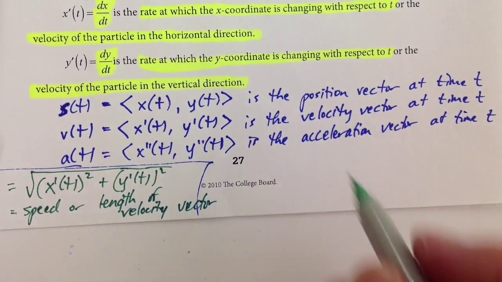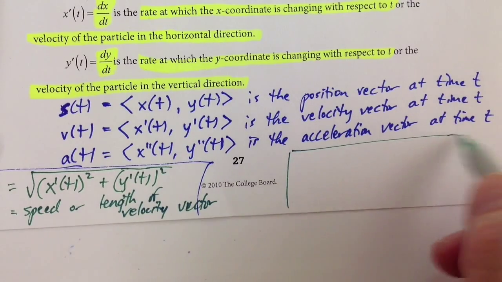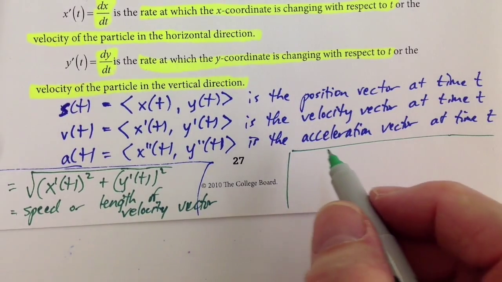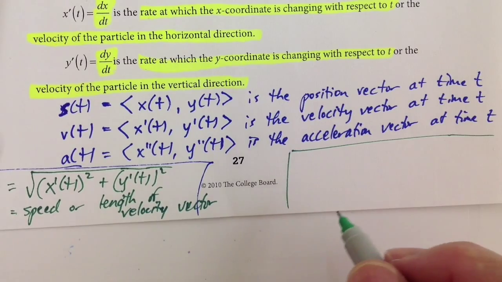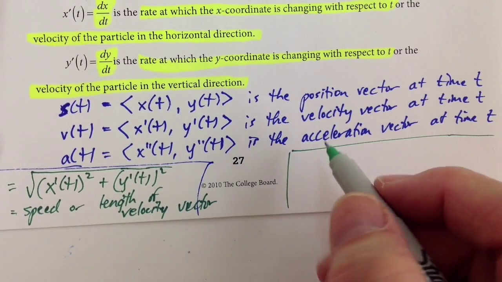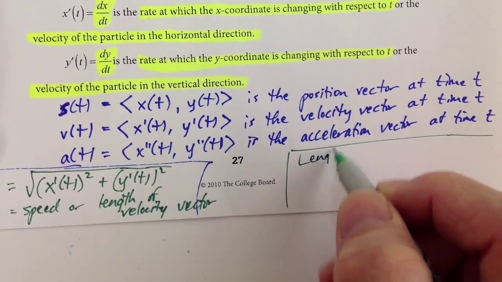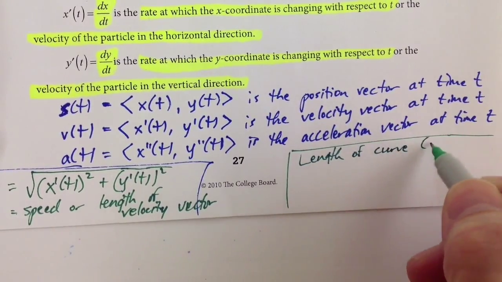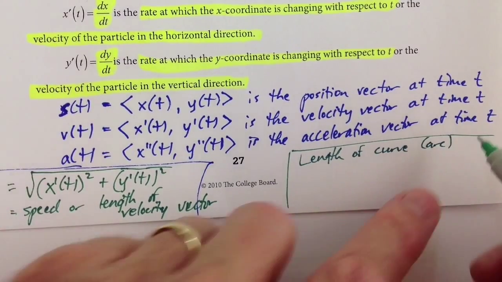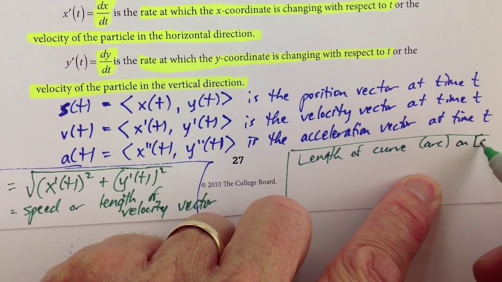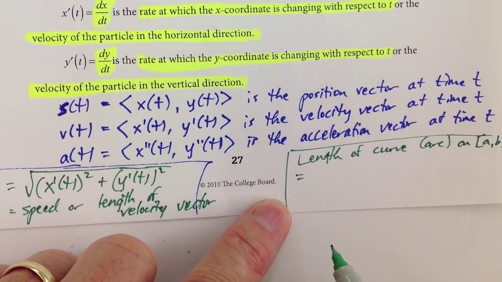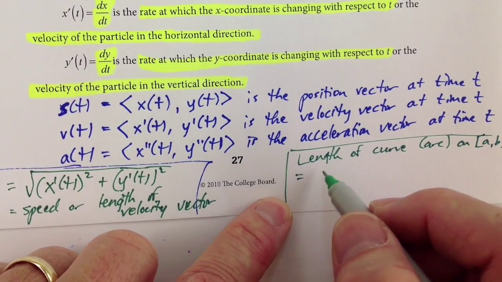Okay. And then finally, if you remember, how do we find the distance traveled? Let's go to the length of the arc of the curve from A to B. So the length of the curve, or the arc, on the interval from A to B is given, so we did this in our most recent lesson.